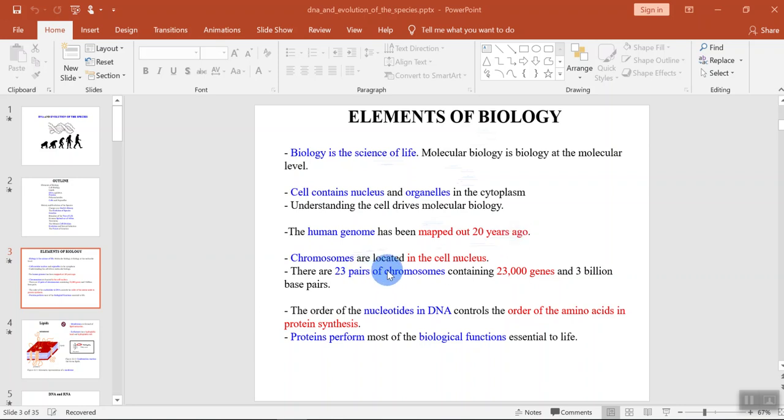Chromosomes are located, it's 2000, are located in the cell nucleus. There are 23 pairs of chromosomes containing 23,000 genes and some 3 billion base pairs. The order of the nucleotides in DNA controls the order of the amino acids in protein synthesis. Proteins perform most of the biological functions essential for life.